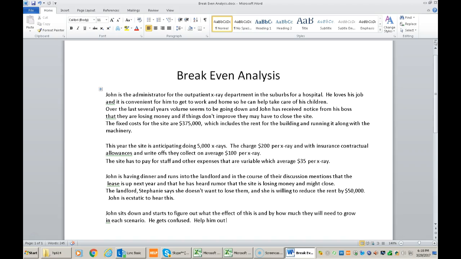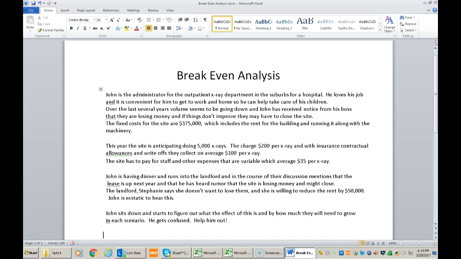So our problem is John is an administrator of an outpatient x-ray department in the suburbs for a hospital. He loves his job. It's convenient for him to get to work, and it's easy so that he can help take care of his children. Over the last several years, volume seems to be going down, and John has received notice from his boss that they are losing money, and if things don't improve, they may have to close the site.